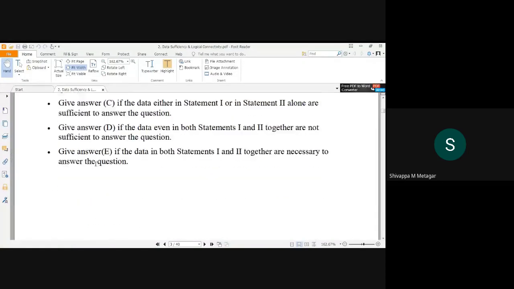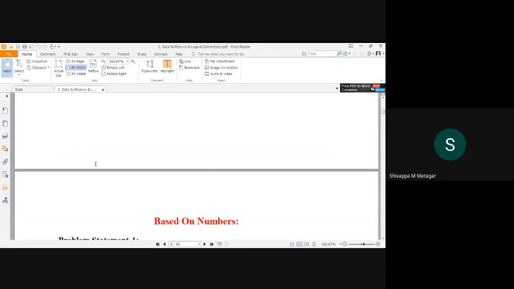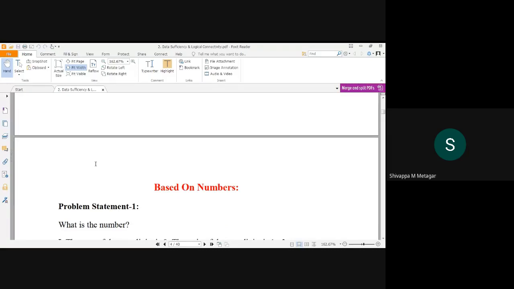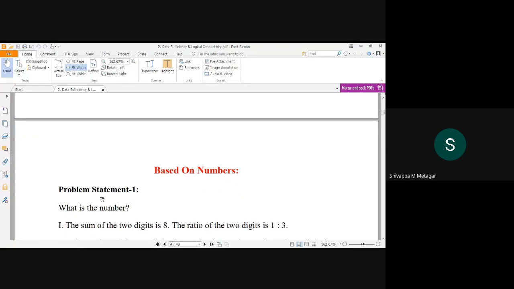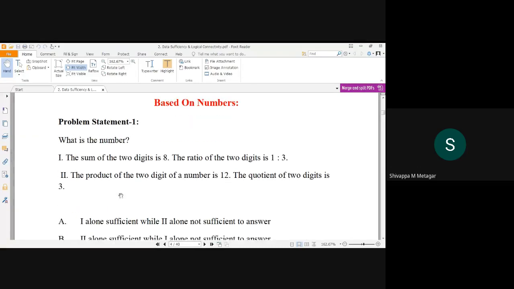Now let us go to the problems one by one. In data sufficiency, you may get questions based on any chapter. If you want to solve the problems, you should be perfect with quantitative aptitude, so you can easily find the answer. First, you will solve the problems based on numbers. As I said initially, you may get data sufficiency questions based on any chapter, and the first one I have taken is based on numbers.